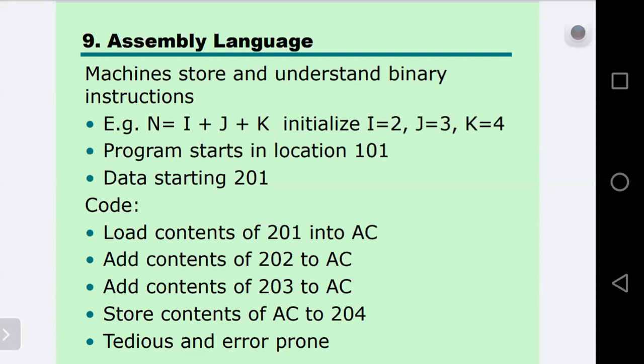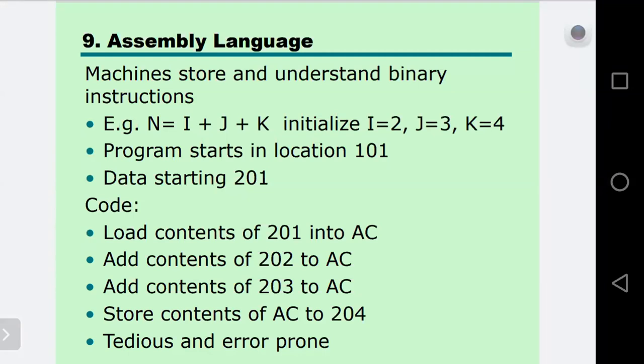So 2 plus 3, how much is it? Then the accumulator is holding value 5. The third instruction is add contents of 203 to the accumulator. The accumulator is holding number 5, and at location 203 there is a number 4. So 4 will be added with the accumulator value, that is 5 plus 4, that is 9. Then the accumulator is holding the final result, that is 9.